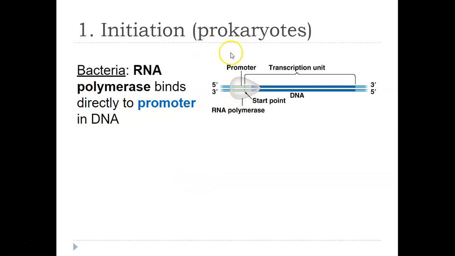So for prokaryotes, the RNA polymerase binds directly to the promoter, and that's right upstream. Part of the promoter region is that start point, and then you can see it's just going to come in and bind and then move in the 5' to 3' direction down to transcribe.